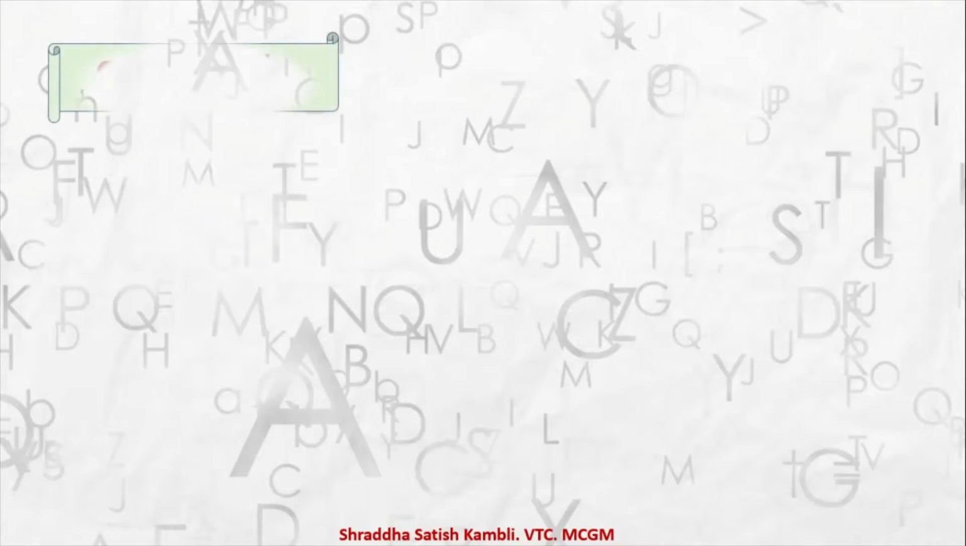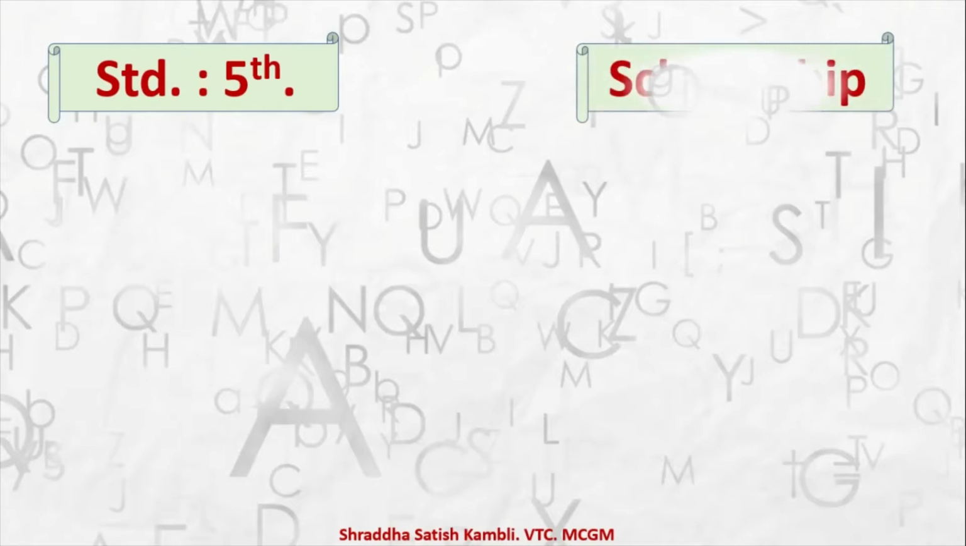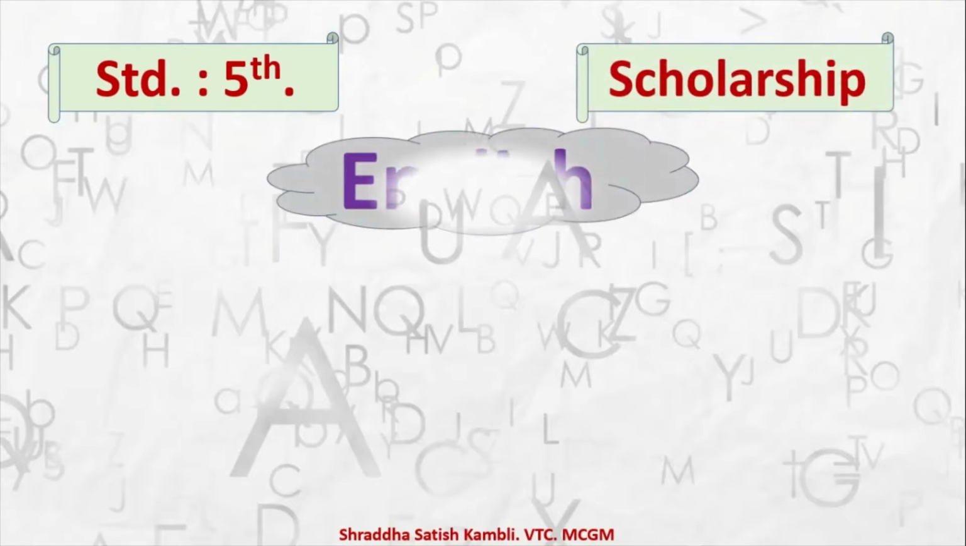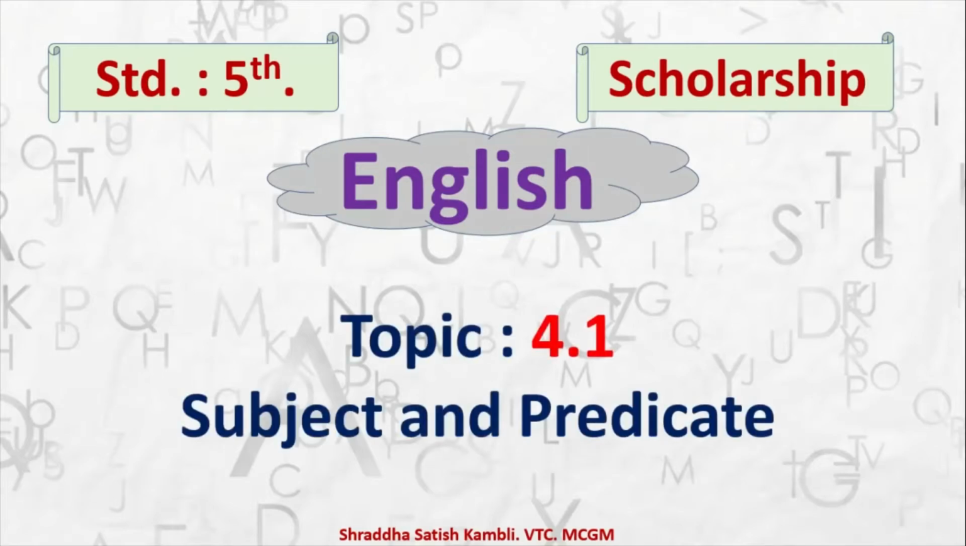Children, let's start with a new lesson in Standard 5th, Scholarship. And we are going to do a lesson in Scholarship English today. Okay? And what is the name of the lesson? It is lesson number 4.1 from your scholarship textbooks. And we are going to learn about subject and predicate. Okay? So this is part C of your syllabus.